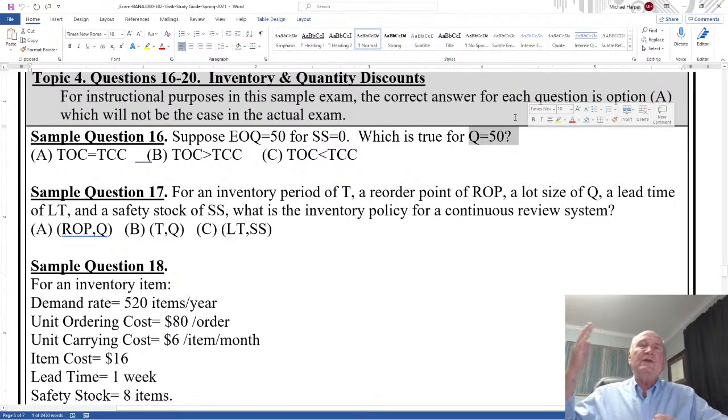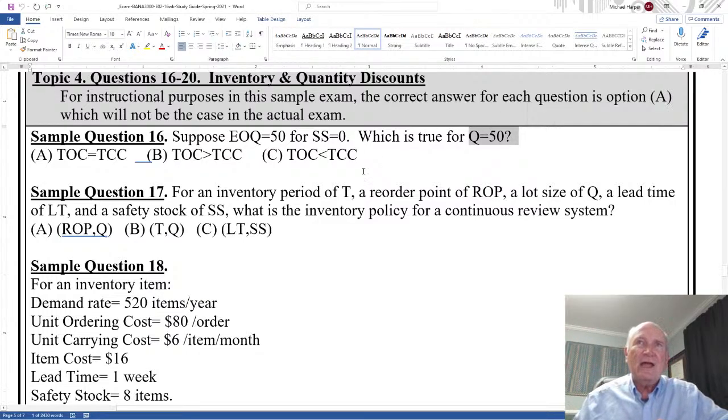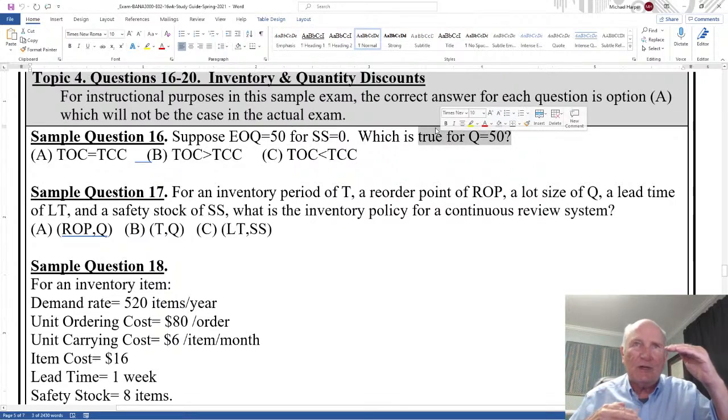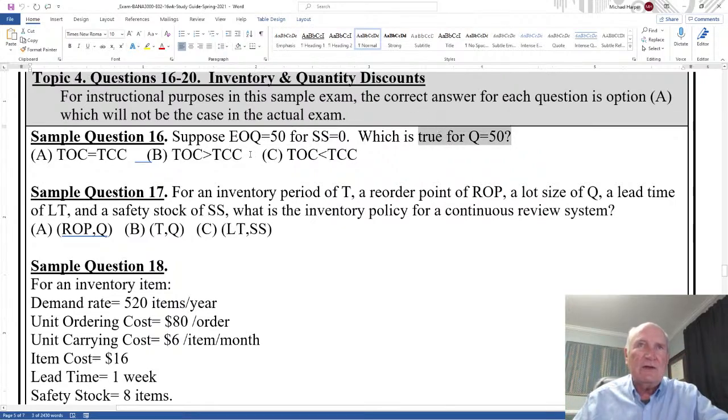So the idea there is that if the lot size, if Q is greater than EOQ, then you're ordering more than you need. So which one of those costs is greater? If you're ordering more than you need, the carrying cost will be greater. If EOQ is 50 and Q is less than 50, if you're ordering less than what you need, then the carrying cost will be less than the ordering cost. And so again, in inventory, this is a takeaway that's important. And so I have it there, question 16.